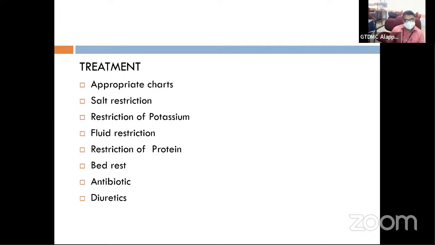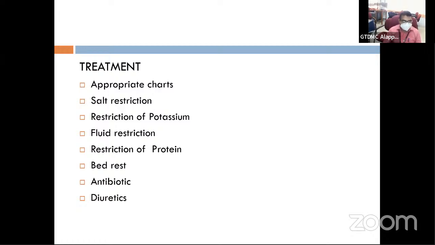Now about the treatment. Appropriate charts should be maintained in the treatment. This is very important. There are almost 4 or 5 charts. One is the intake output chart. You have to measure the intake and output daily. The fluid recommendation is based on the intake output chart, so the intake output chart should be maintained.